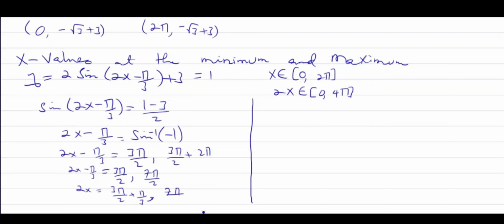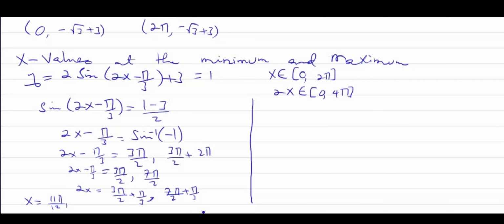So we need to add pi over 3 on the other side. And if I divide the 2, so that's going to be 6, 9, 11. So that's 11 pi on 6 divided by 2. So that means my x value has to be 11 pi over 12.